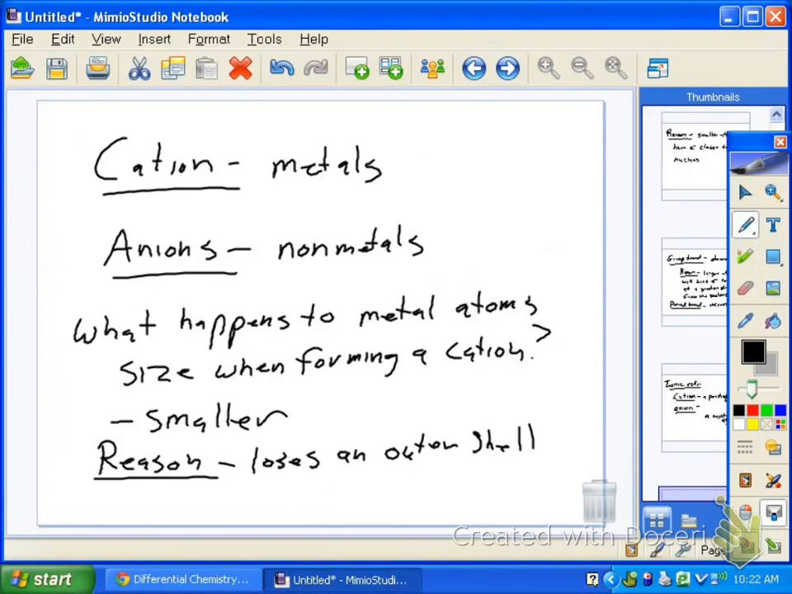What happens to metal atoms' size when forming a cation? They all get smaller. The red circle on that page, 159, is all smaller. And the reason why is because it loses a whole outer shell. I'll show that in a drawing. If you want to see a drawing of that, it's really evident why it gets smaller, because it loses that outer shell. I'll let you write that, and then we'll do a couple drawings here to show you that.